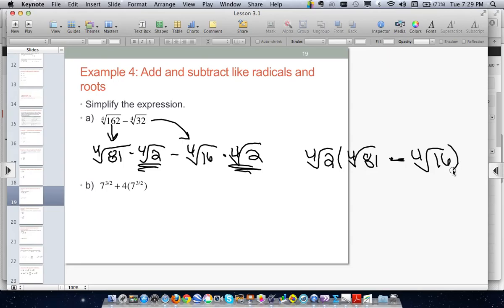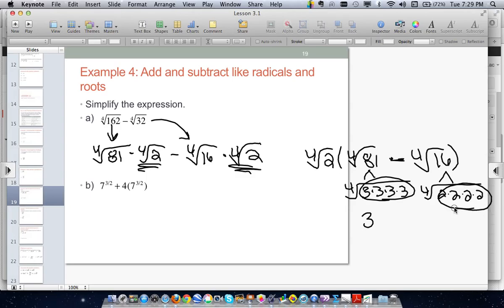Now we want to go ahead and simplify this a little bit further inside. 81, if we do the prime factorization of it, it's 3 times 3 times 3 times 3. Well, it's a fourth root, so we want 4 3's. So the fourth root of 81 is 3. And for 16, if we do the prime factorization, it's 2 times 2 times 2 times 2. So again, 4 2's. So we're going to simplify that.